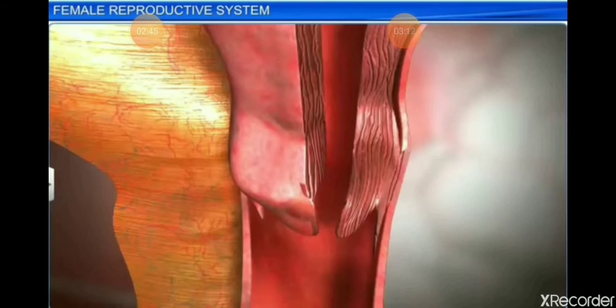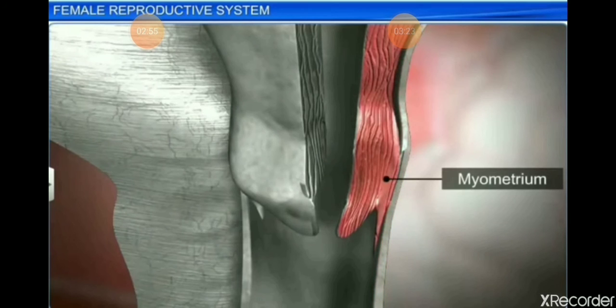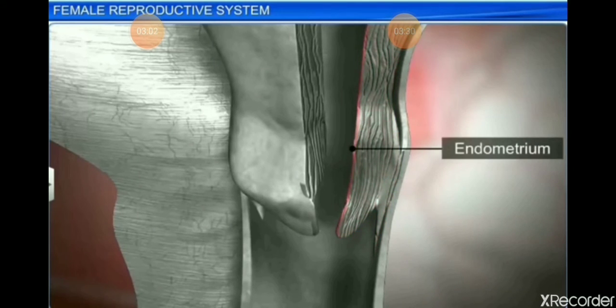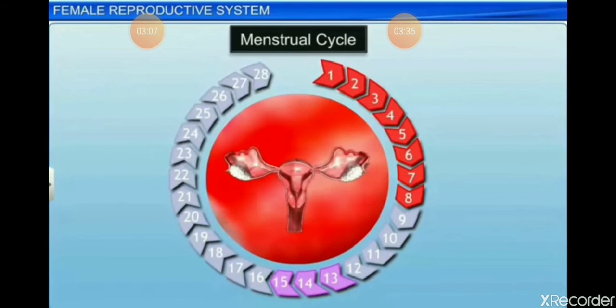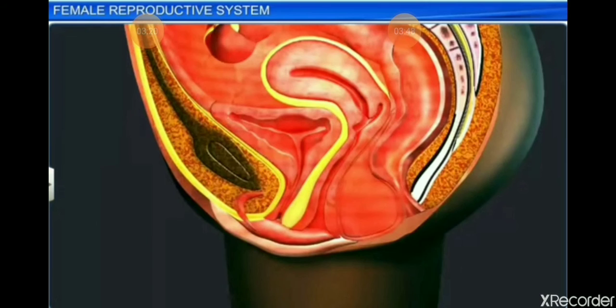In the cross section of the uterus, the outer membranous layer is called perimetrium, the middle smooth muscular layer is called myometrium, and the inner glandular layer is called endometrium. The endometrium undergoes various cyclical changes during the menstrual cycle. Because of its endocrinal property, it undergoes various changes. The uterus is connected through the cervical canal into the vagina.